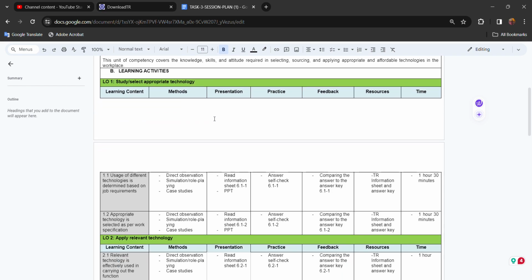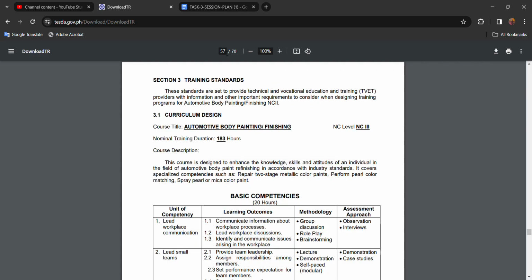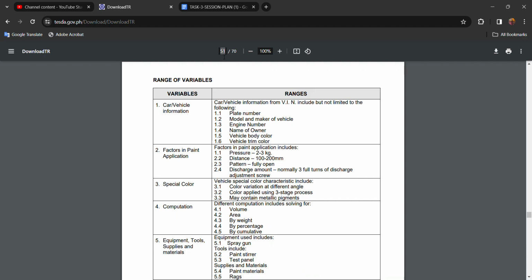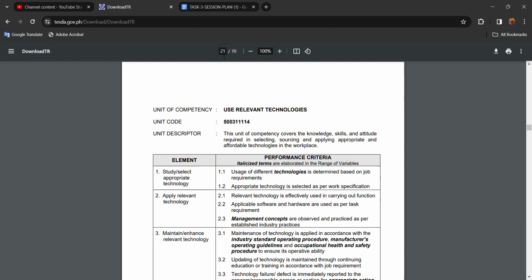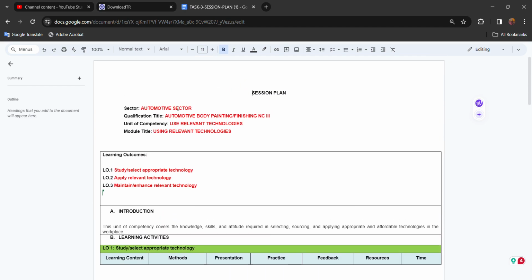And the unit of competency, I got it from page 57. In page 51, number 21, which is use relevant technologies. Instead of using the word use, I changed it. So that's the module title, and the outcome was using relevant technologies.